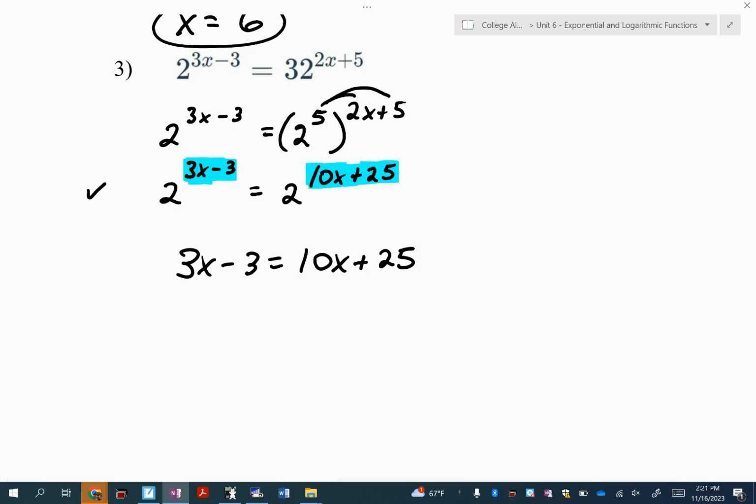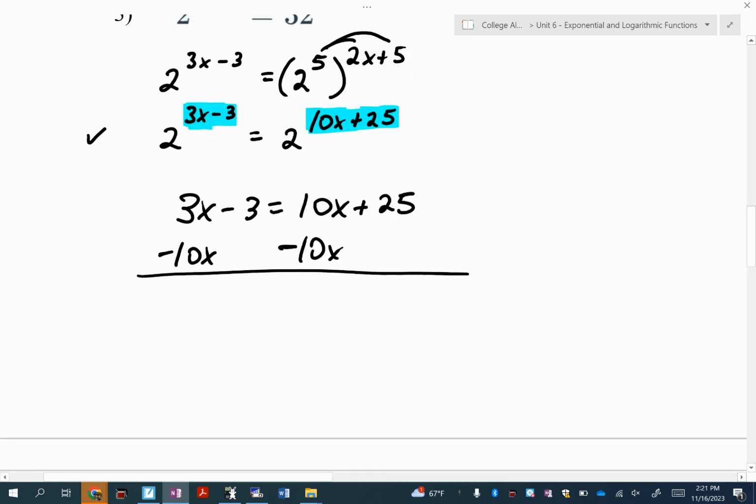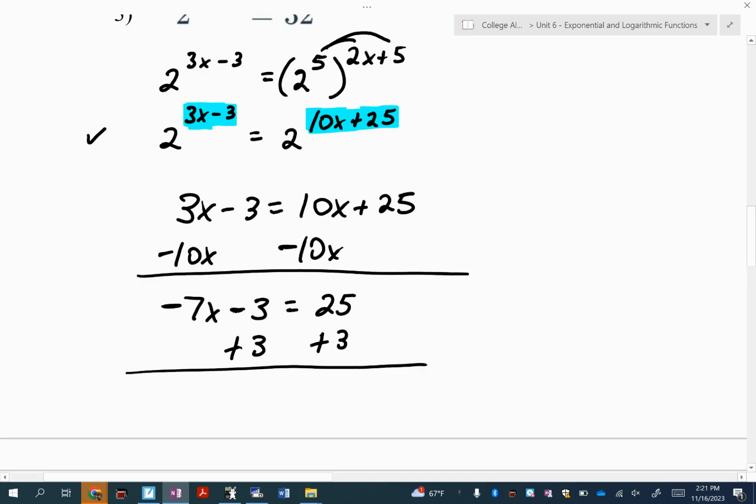It doesn't matter. Your choice. I'll move them to the left. So I get negative 7x minus 3 equals 25. Let's add 3. Did I do something wrong?